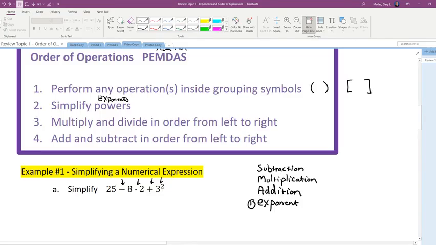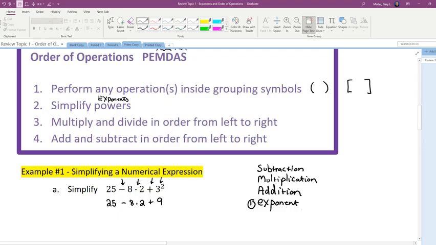The exponent is 3 to the second power. So I'm going to rewrite the problem and do one operation at a time. As you get better at this, you can do a couple of things at the same time, but I'm going to keep it very basic. 3 squared, I have to remember, means 3 times 3, and 3 times 3 is 9. So 3 squared is 9.